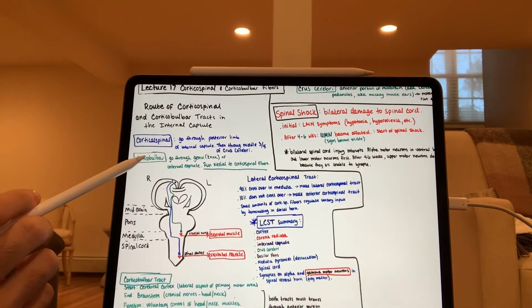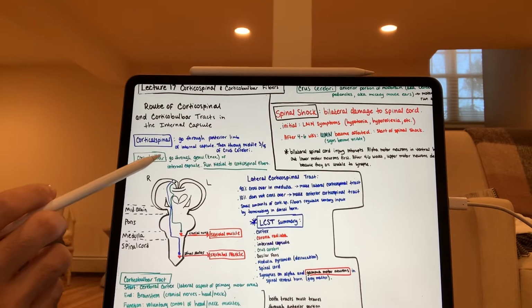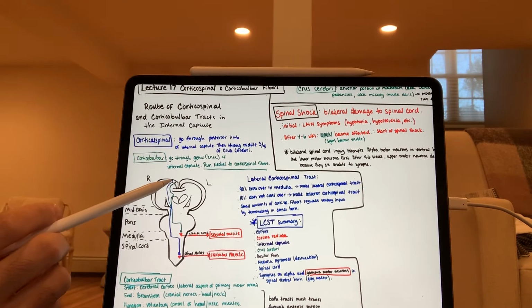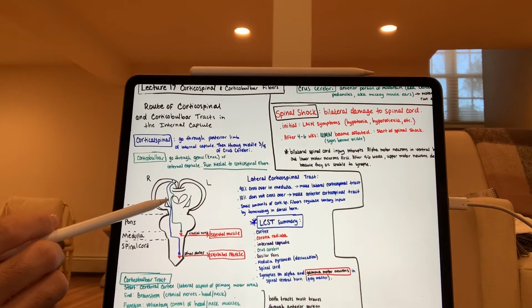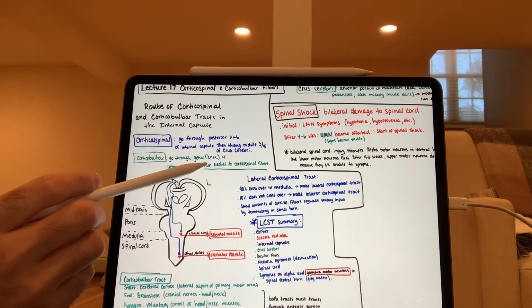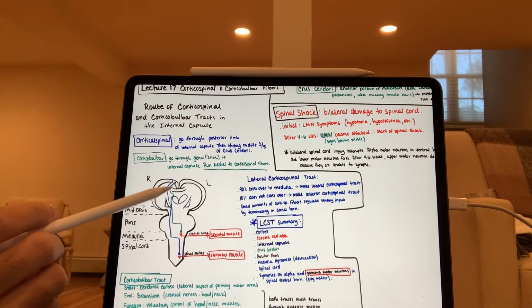Then the corticobulbar tract goes through the genu, which we said is kind of like the knee, right? There's a divot in here. And that goes through the genu, or knee, of the internal capsule, and it's going to run medial to the corticospinal fiber. So it's going to be running more on the inside.